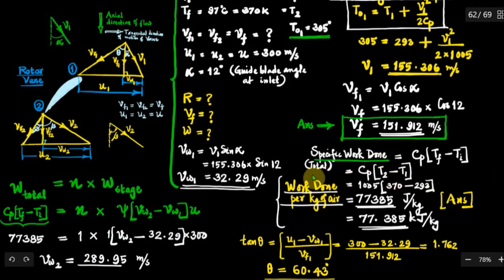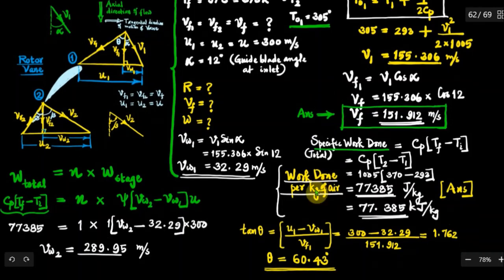So specific work done, or total work done, in fact comprises all stages together, but here we have one stage. So specific work done is Cp into T final minus T initial, that is Cp into T2 minus T1, that is 1005 into the outlet temperature 370 minus inlet temperature 293. If you calculate, you will get 77,385 joule per kilogram. So work done per kg of air is equal to 77,385 joule per kilogram, or in kilojoule per kilogram it will be 77.385 kilojoule per kilogram. So this is the second part of the answer.